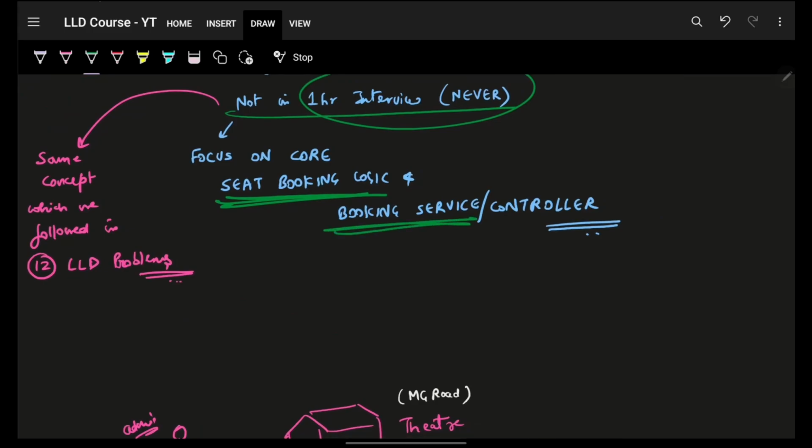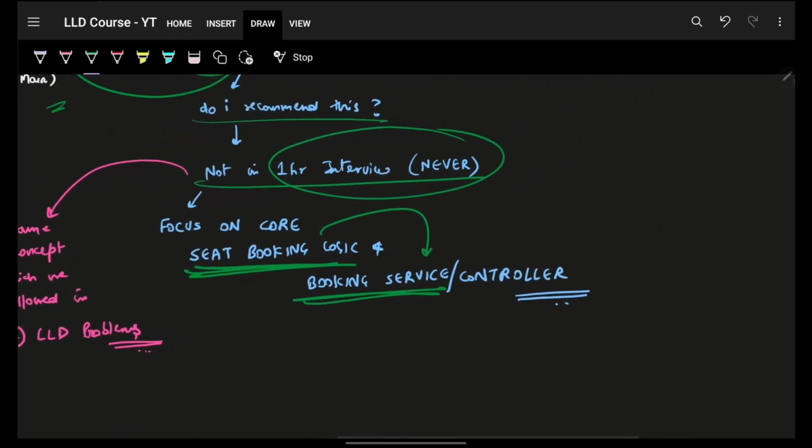When I say booking logic, to make the corresponding class, focus on a booking service or a booking controller. Again, you might say, I will ask for the request on the booking controller, but then divert my request to the booking service. If you keep on doing this, obviously your time will get over.